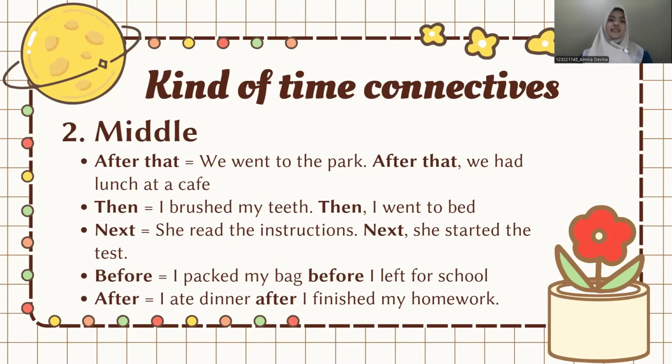The third one is next. The example, she read the instruction. Next, she started the test. And number four is before. The example is I packed my bag before school. And the last one is after. I ate dinner after I finished my homework.